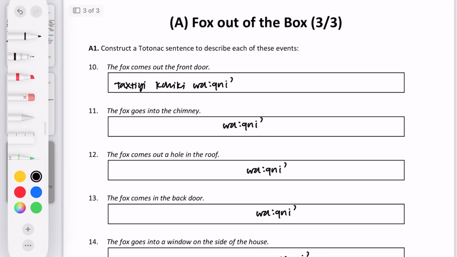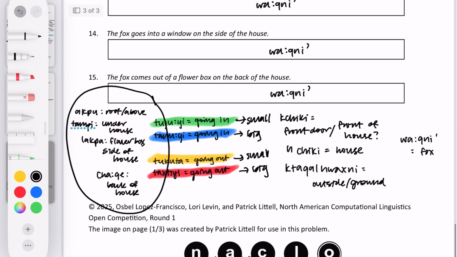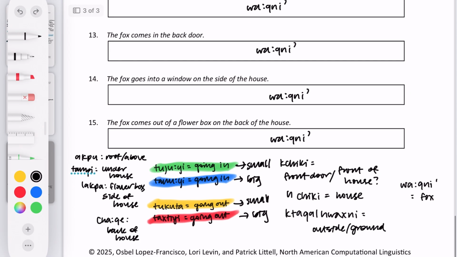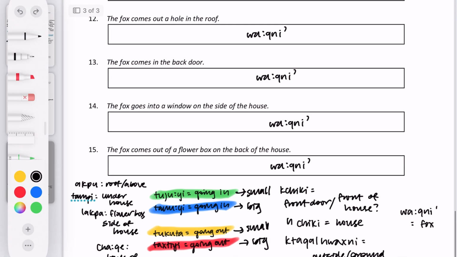Okay, for sentence number 11, we have the fox goes into the chimney. So this time we are going to be using one of these more specific words because the fox is on the roof or above. So we're going to be using akpu. And then for the verb, the fox is going into a small area, so we're going to be using tujuyi. And then we're going to be using enchiki for just a general into the house, and wakwi. So let's put that all together.